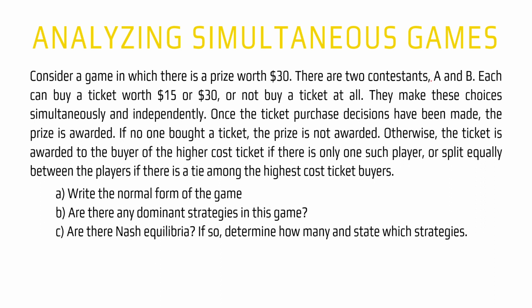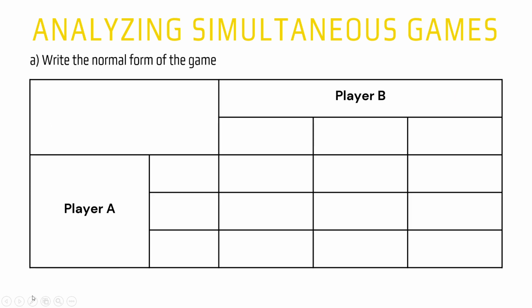So let's first focus on writing the normal form of the game. Based on the problem, there are two players, player A and B, and each player can take three actions, which is either to buy a $15 ticket, a $30 ticket, or not buy a ticket at all. So based on that, we can form this table. As stated earlier, each player can buy a $0 ticket, $15 ticket, or $30 ticket. And the same goes with player B.